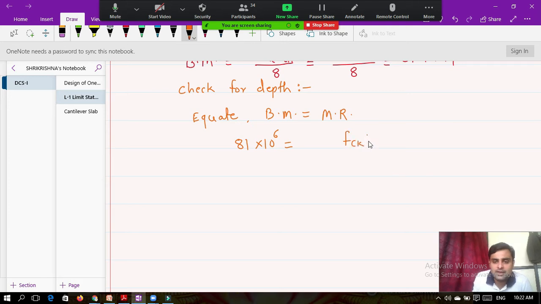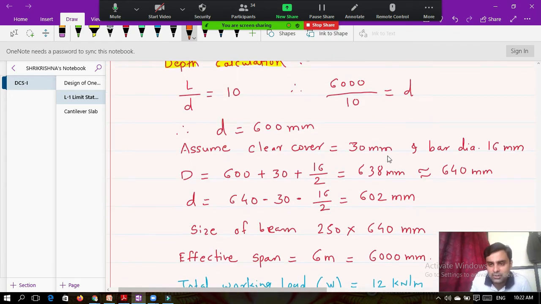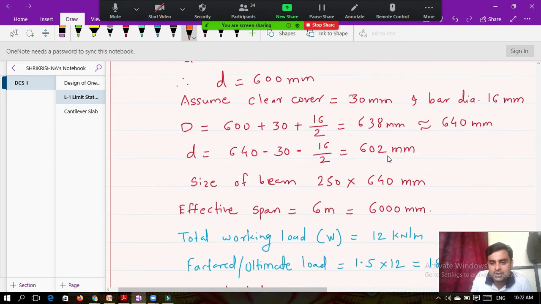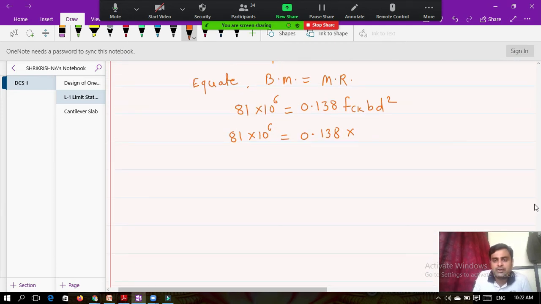So here the FCK square is the common term. So here the coefficient is 0.138 for Fe 415. Now just put the values here. So if you put the values, then 81 into 10 raised to 6 must be equal to 0.138. The value of FCK is 20. So FCK is 20 multiplied by B. What is the width of the section?